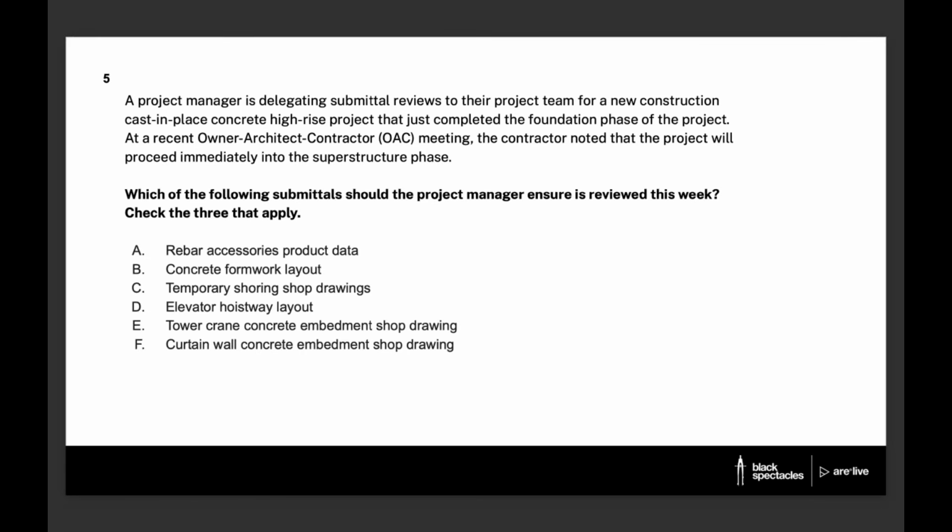So this is a pretty common project manager activity. You're going to be determining what work needs to be done and prioritizing that work to help keep the project on track. Let's take a look at each choice and do a little process of elimination and determine the 3 correct answers here.